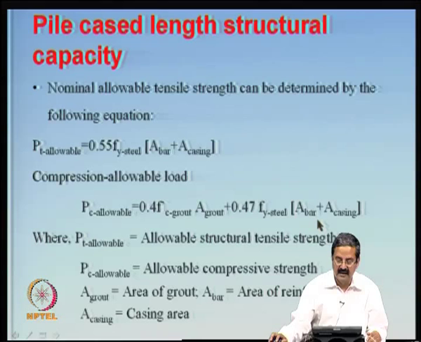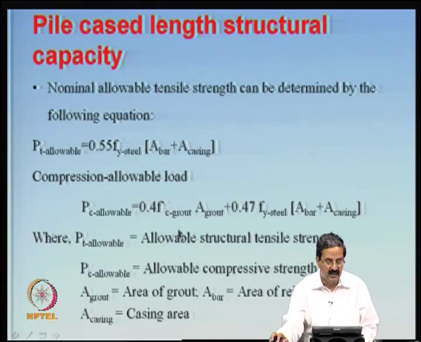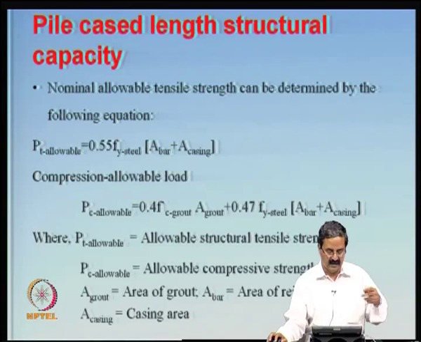So we are trying to divide the compressive load that one can take. This is a simple expression for the allowable tensile capacity, because you are using a term called 0.55 here. And in the case of compression, we have factors like 0.4 and 0.47, and the corresponding areas of grout. In the case of grout you have this, and in the case of steel material you have this. So for total compression, because the micropile consists of the central rod, casing and the grout, you should have all three things.